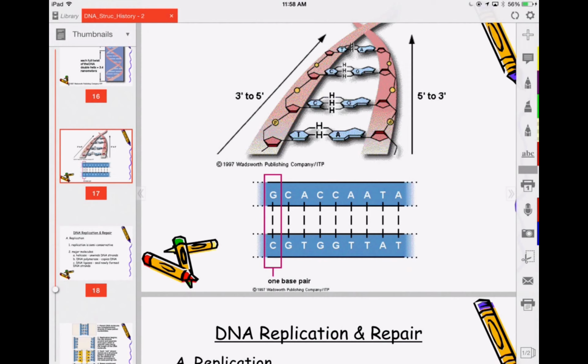This slide 17, for all intents and purposes, shows the unwinding of the molecule so that you can see the hydrogen bonds between the purines and the pyrimidines. The purines, the A and G, and the pyrimidines, the C and T. And we learned about what pairs with what: adenine with thymine, cytosine with guanine.